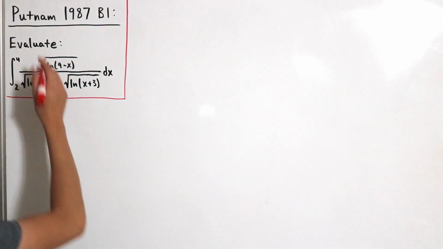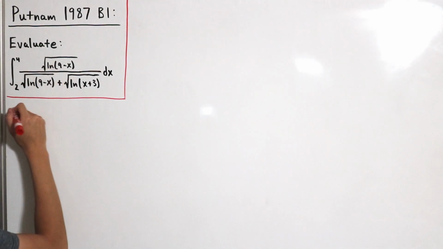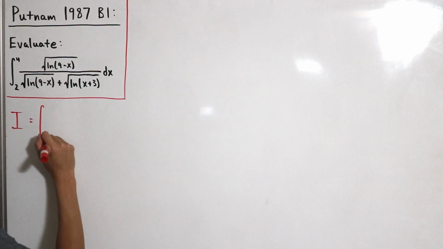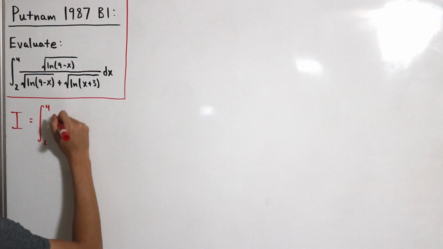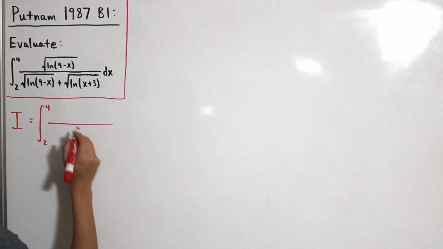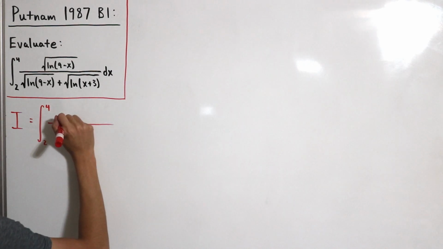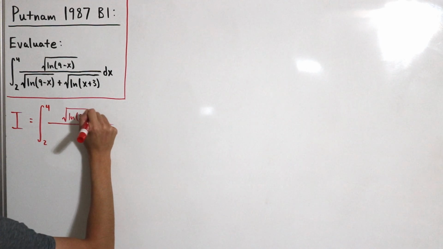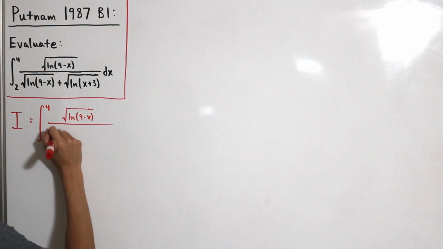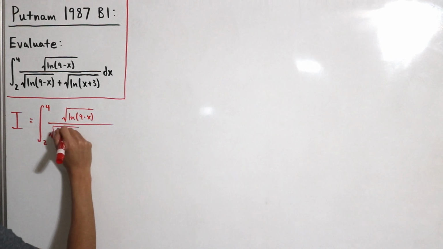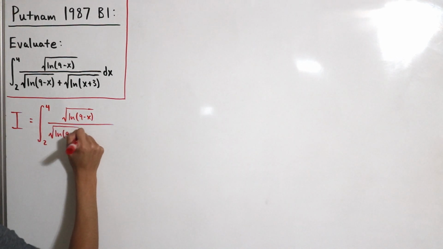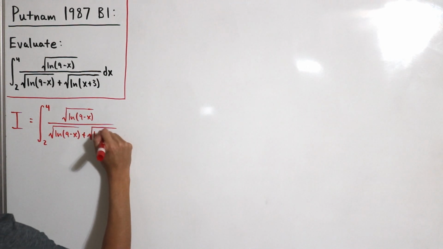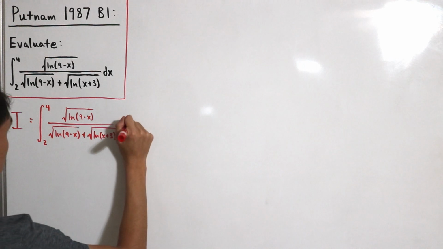I'm going to define this integral as capital I, which is equal to the integral from 2 to 4 of the square root of the natural log of 9 minus x, divided by the square root of the natural log of 9 minus x plus the square root of the natural log of x plus 3, dx.